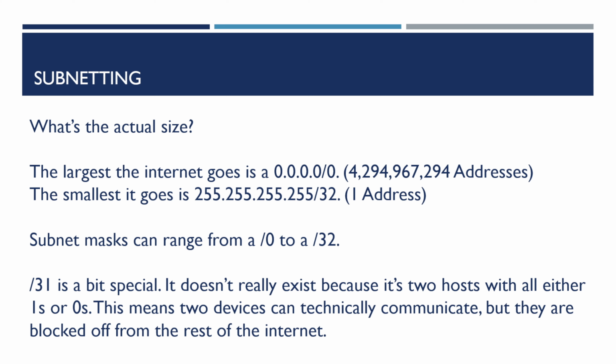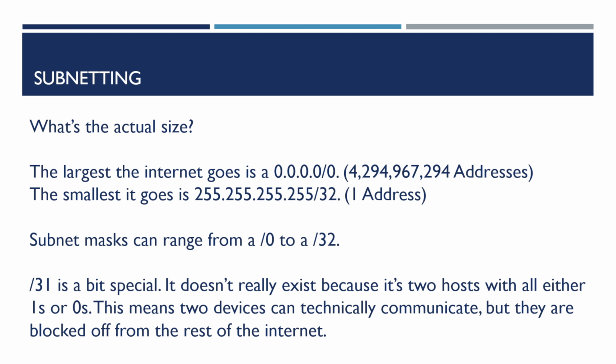It doesn't really exist because it's two hosts with all either ones or zeros in the IP address, which means it's either 0.0.0.0 or it's 255.255.255.255, which aren't usable addresses. So this means that two devices could technically communicate on a /31, but they're blocked off from the entirety of the rest of the internet.